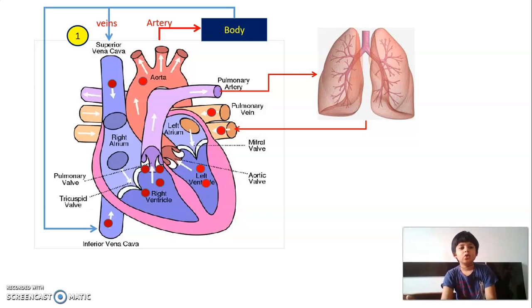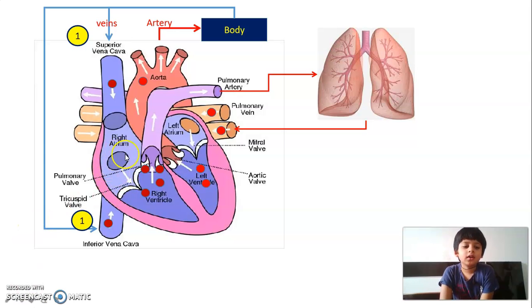So the first step is that the deoxygenated blood enters the superior vena cava, or it can go through the inferior vena cava. It has both ways. There are multiple veins. Some veins are connected to the superior vena cava, and some veins are connected via the inferior vena cava. And from both places, it has to go to the right atrium.